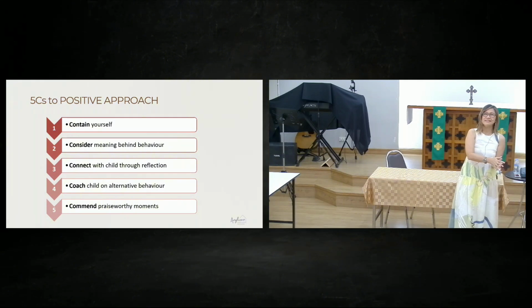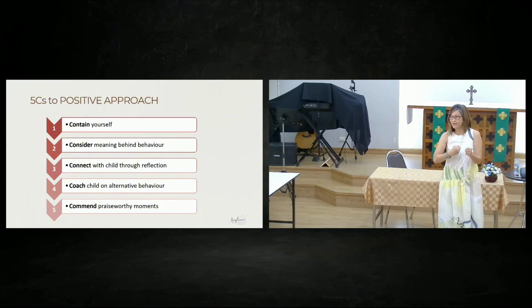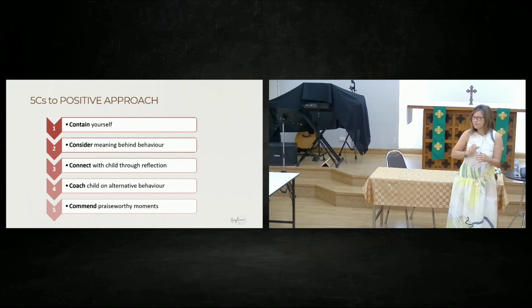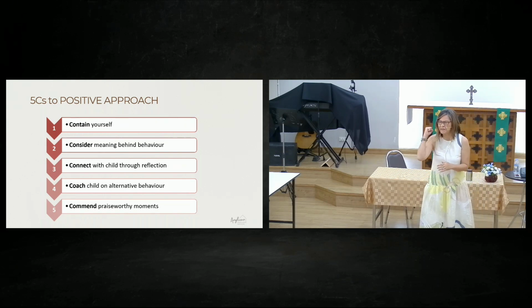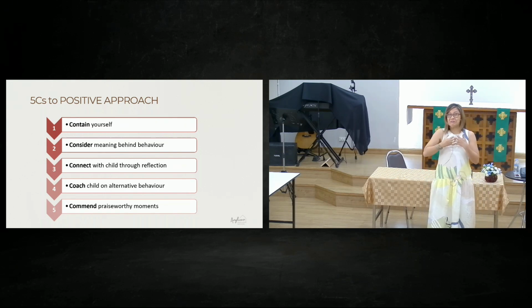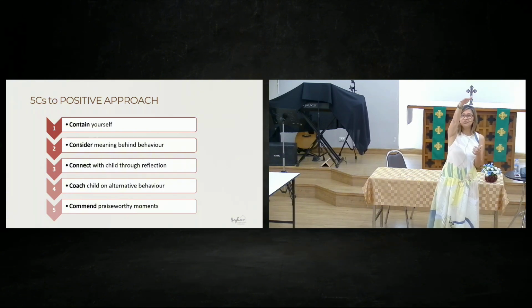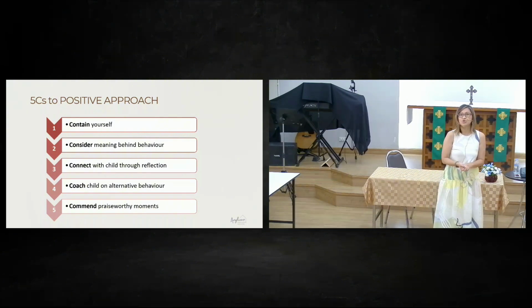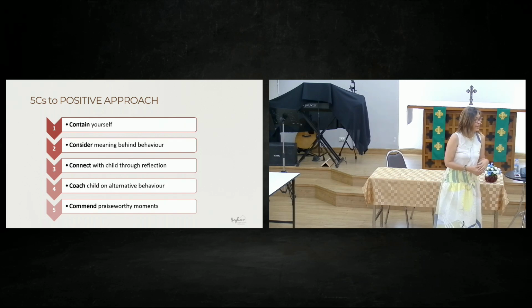Okay, five: positive approach. Contain yourself. Sometimes some children's behavior triggers us. Again, this bowl, I tell her ten times, still like that. What? Triggered already. So we need to contain. We need to consider the meaning behind the behavior. We need to connect with the child through a reflection. Are you feeling a little bit tired, Anne? Like that. And then coach the child on alternative behavior.